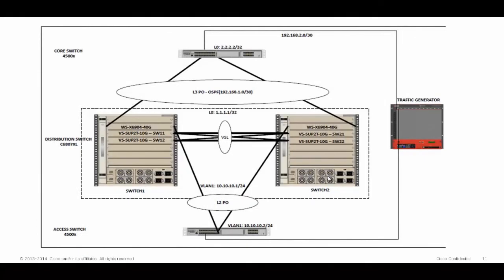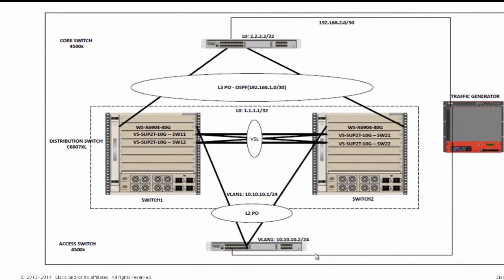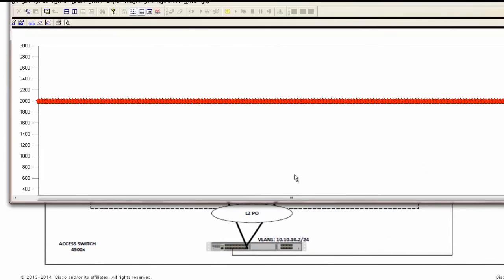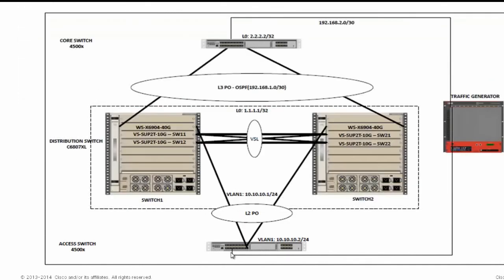To confirm it's live traffic across VSS, let's initiate some pings from the access switch to the traffic generator interface IP connected to the core switch, and let's shut down the interface on the core switch connecting to the traffic generator. Before I do that, here is the graph from my traffic generator, which is set to run continuous traffic between the interface connecting to the access switch, which has the IP address 10.10.10.3, and the interface connecting to the core switch, which has the IP address 192.168.2.1.